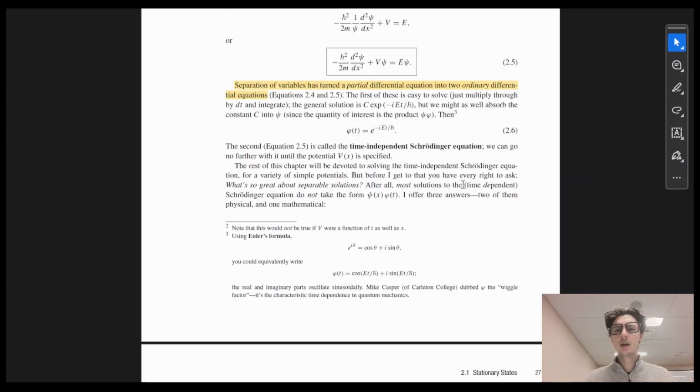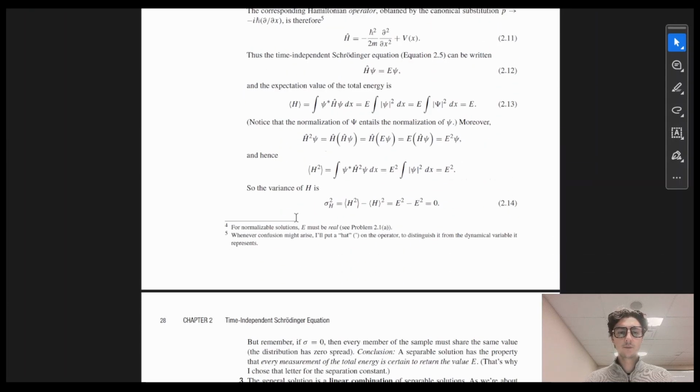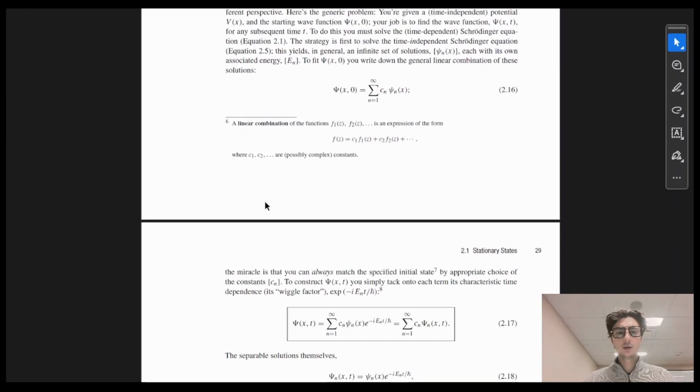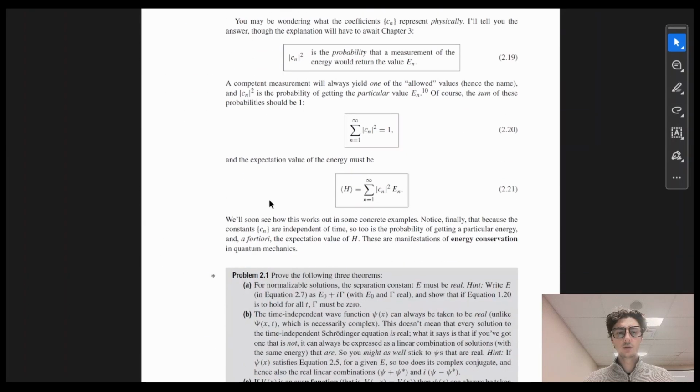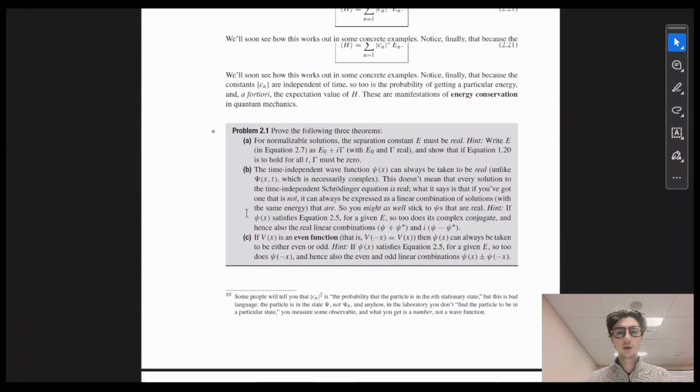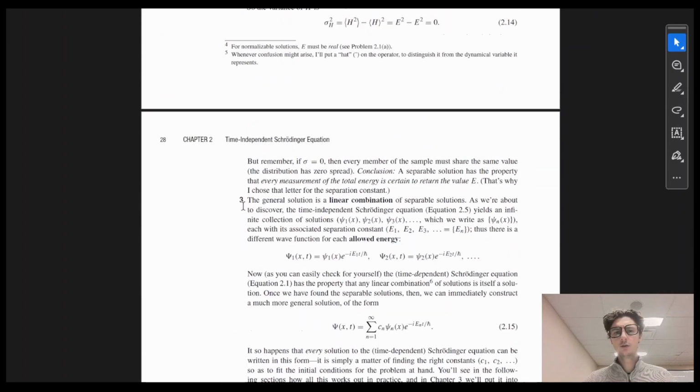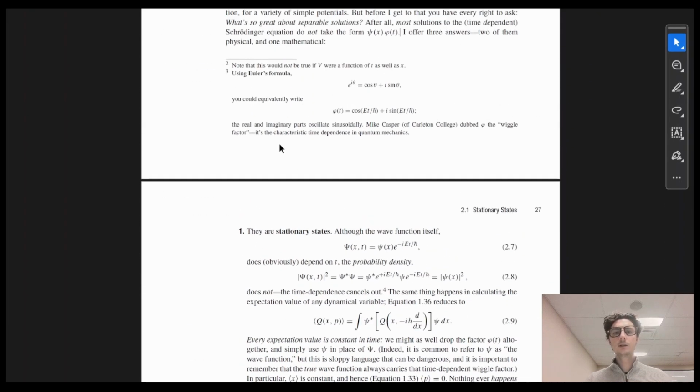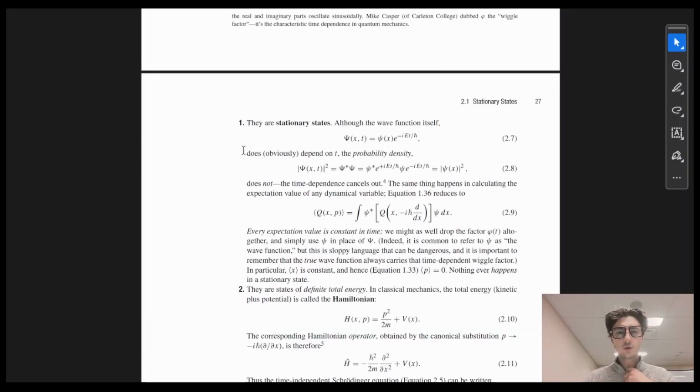But before I get to that, you have every right to ask, what's so great about separable solutions? After all, most solutions to the time-dependent Schrödinger equation do not take the form boom, which is a multiplication of these two functions, which we got from separation of variables. I offer three answers, two of them physical and one mathematical. Let's take a look at this. 1, 2, 3. And then we read one more page, one more thing, a problem, and then we're done the chapter, or we're done the section. So let's see why Griffiths likes separation of variables as a way to proceed with the Schrödinger equation.